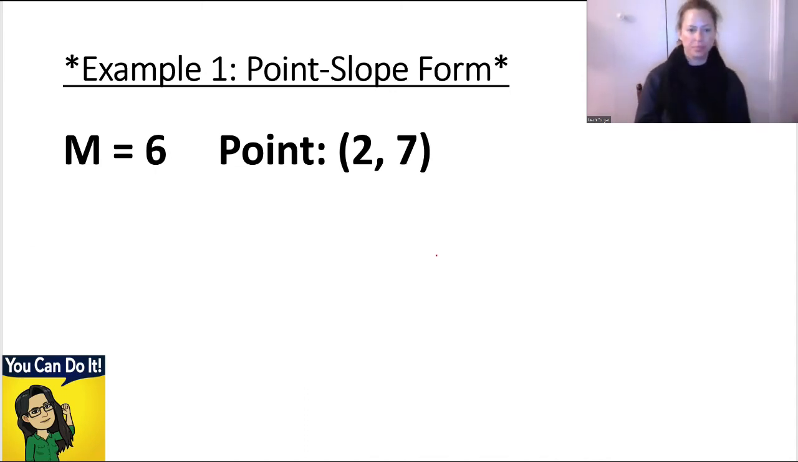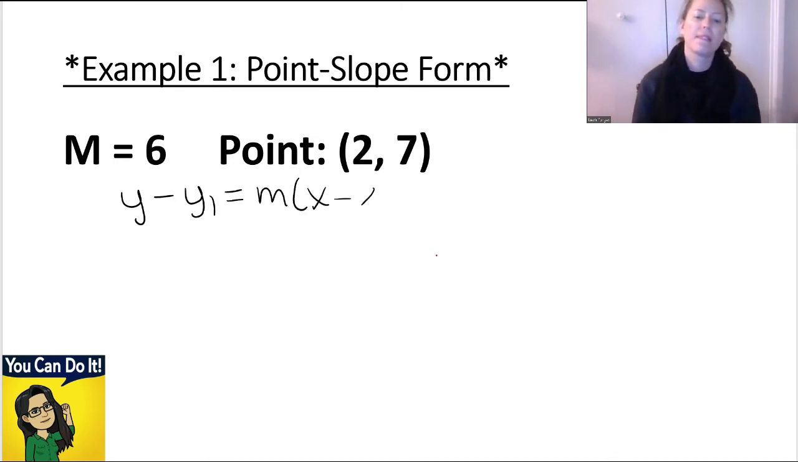All right, so let's do this one together. My slope is 6, my point is 2, 7. I need to find the equation of the line. So let me write down the point slope form. Y minus y1 equals m times x minus x1. And let me go ahead and label these. This is x1, this is y1.